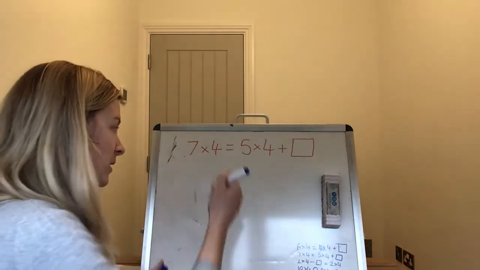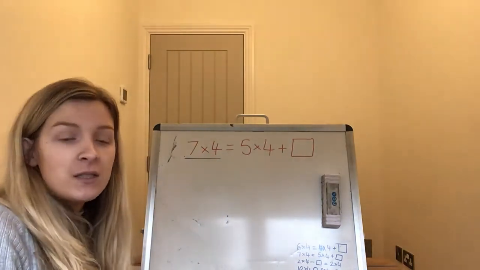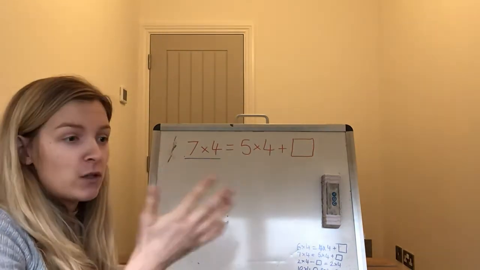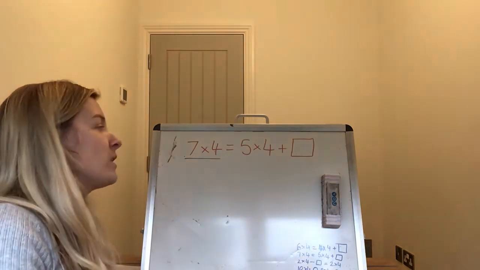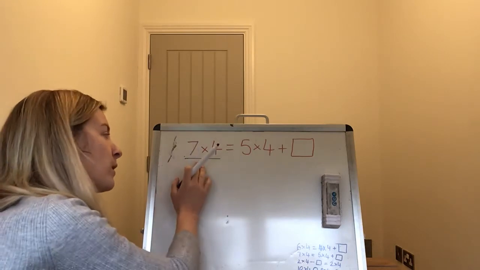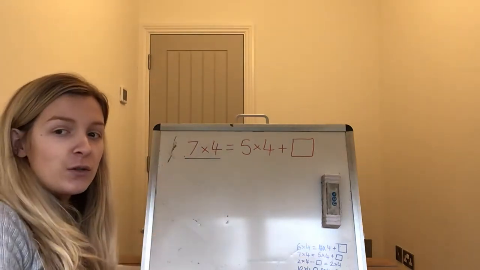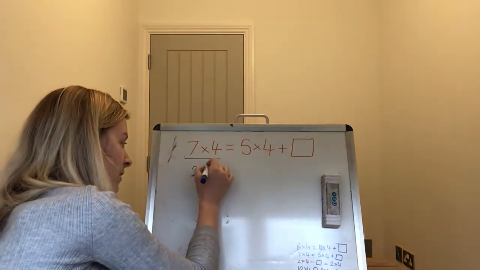So, 7 times 4. Quite a tricky one, that one. We don't really know our 7 times tables, and counting in 4s 7 times, well, I might make a mistake there. We know 10 times 4, we also know 5 times 4, so that can help us work out this. 7 4s, you should have found, were 28.